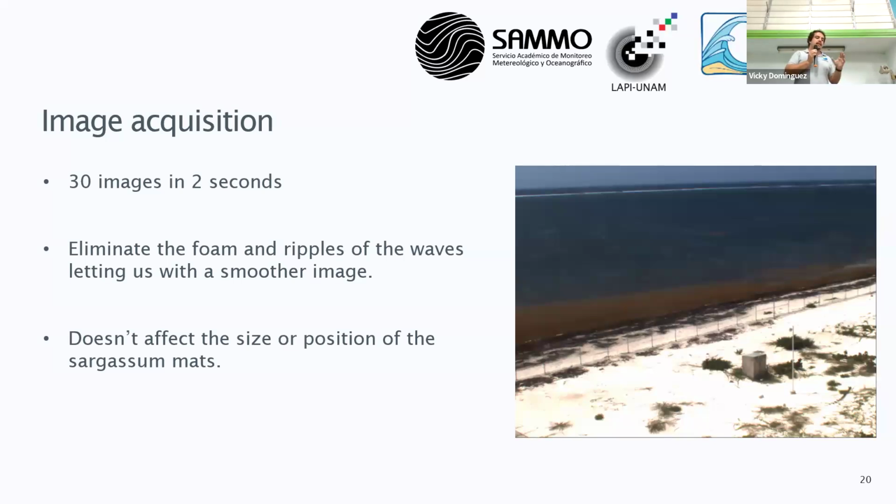We want to keep the part of the image that is not changing in that lapse of time. Everything that changed in that time is going to be removed by the mean operation. In those 2 seconds, the sargassum mat doesn't move that much; it doesn't change its size or position. That way you can remove the waves and get a smoother image to work with. It is what we call a low pass filter, so everything that moves very quickly is going to be removed.